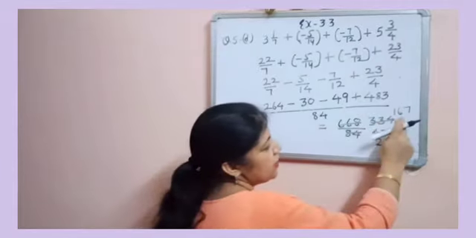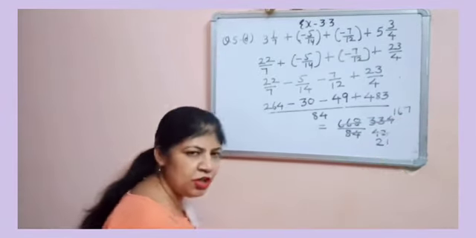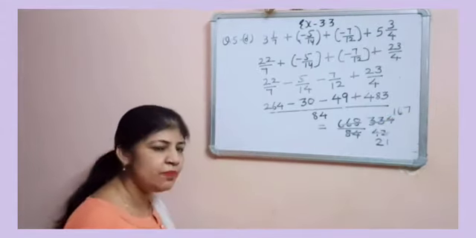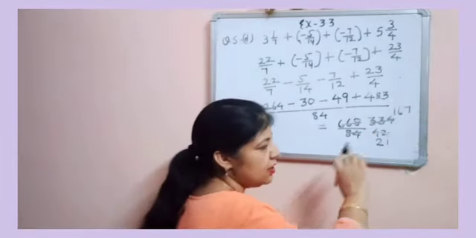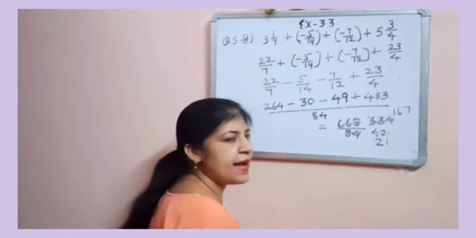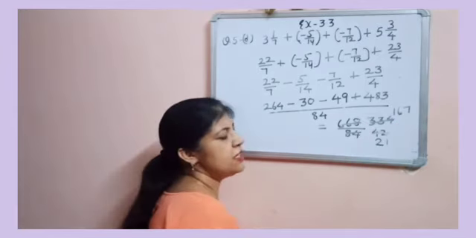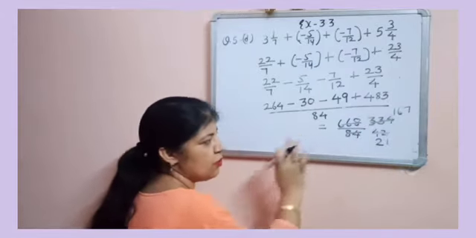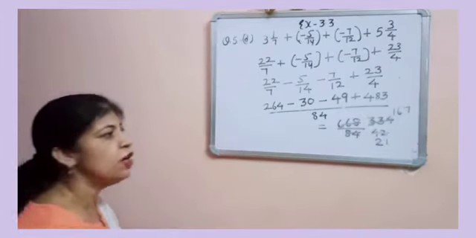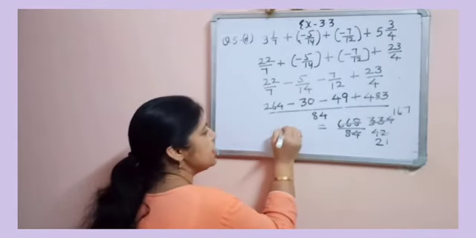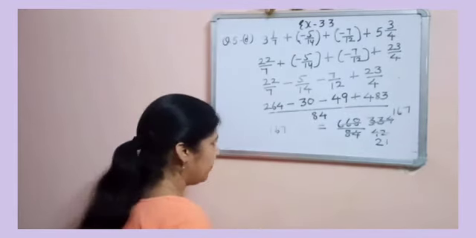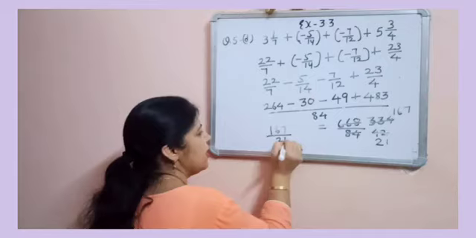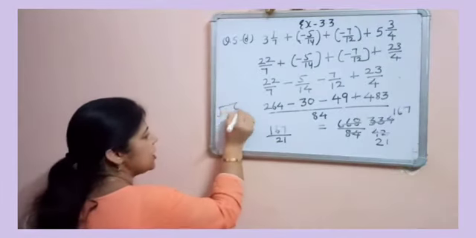Now check whether 167 will be divisible by 3 or not. 6, 1, 7 or 7, 14. Here you can use your divisibility rules. No, it is not divisible by 3. Now check for 7. No, it is not divisible by 3 as well as by 7. It means this is the lowest form of 668 by 84. So it will be 167 upon 21 and convert into mixed number.